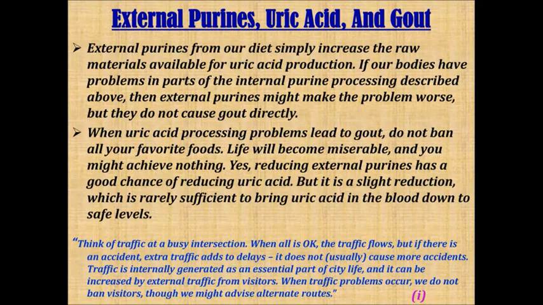For an example, think of traffic at a busy intersection. When all is okay, the traffic flows, but if there is an accident, extra traffic adds to delays. It does not usually cause more accidents. Traffic is internally generated as an essential part of city life, and it can be increased by external traffic from visitors. When traffic problems occur, we do not ban visitors, though we might advise alternate routes.